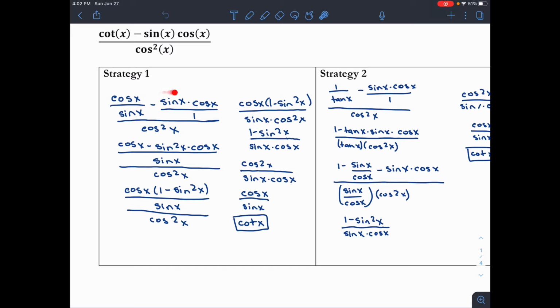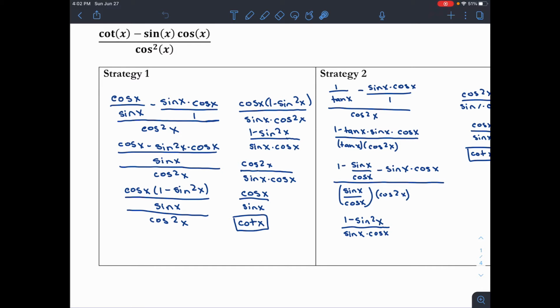In order to simplify this, we first have to get common denominators since we're subtracting. We have sine x in the denominator, so we multiply by sine x here as well, and we have sine squared x because there's already a sine x. So we have cosine x minus sine squared x times cosine x, all over sine x, and the denominator is the same, cosine squared x.